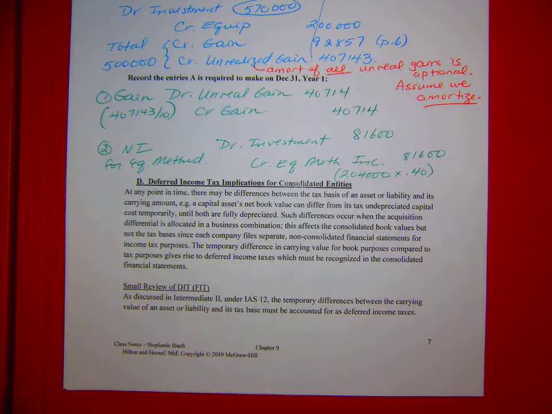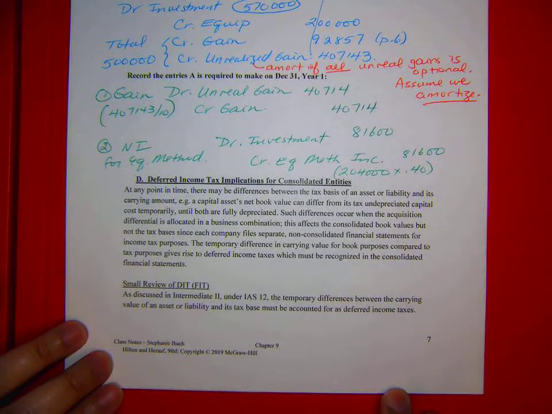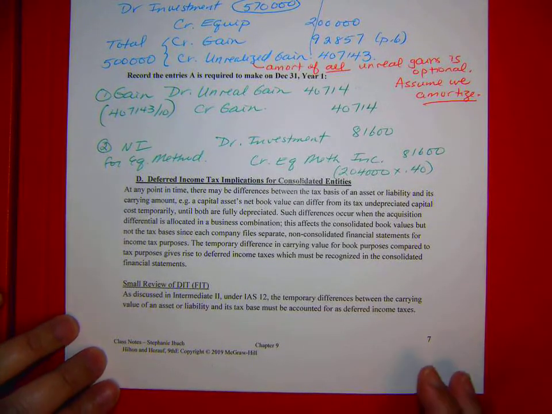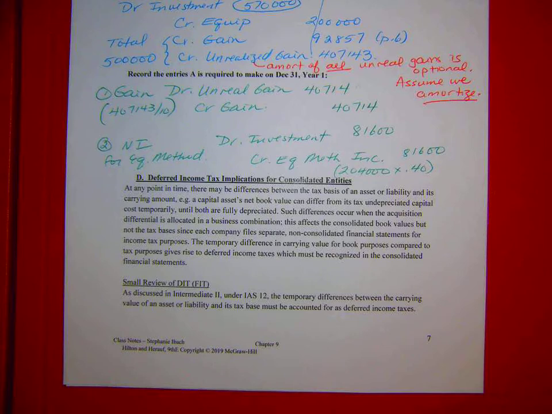Okay, this section is section D of chapter 9, and we are on page 7. Look at deferred income tax for consolidated entities. The first thing we need to do, though, before we look at that, is revisit what deferred income tax is from what you guys learned in 316.